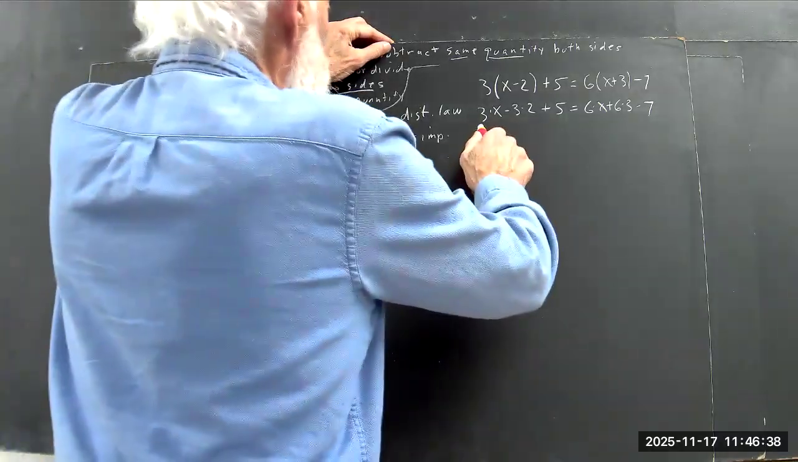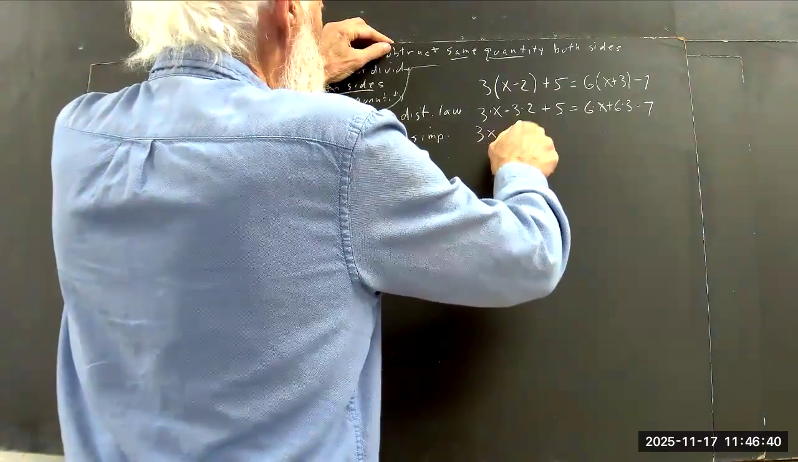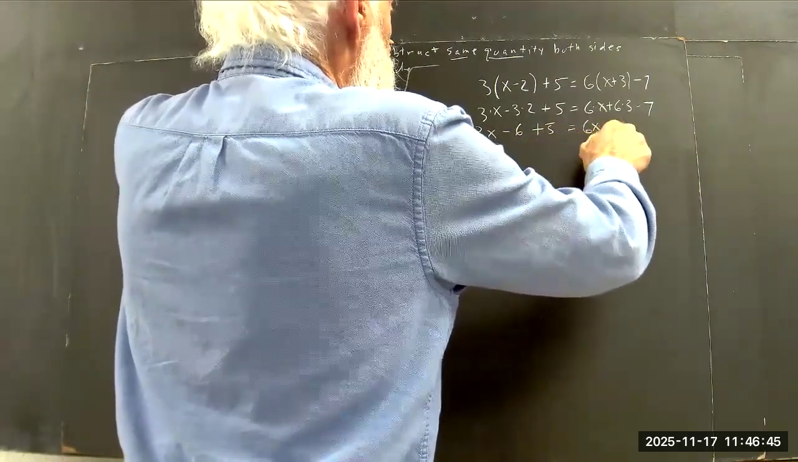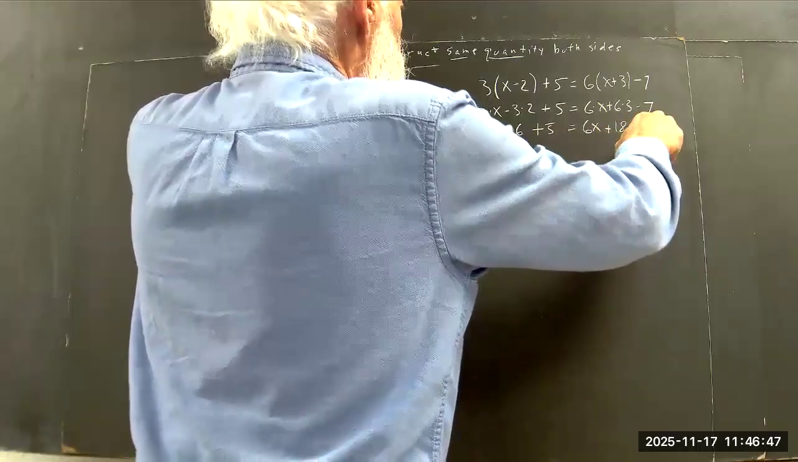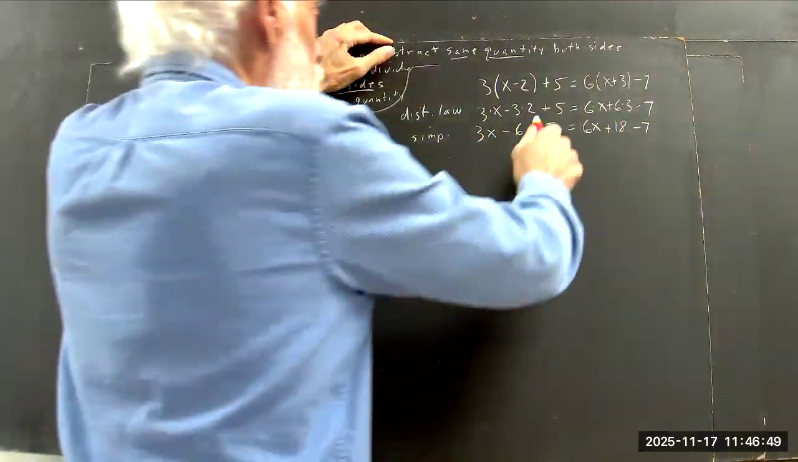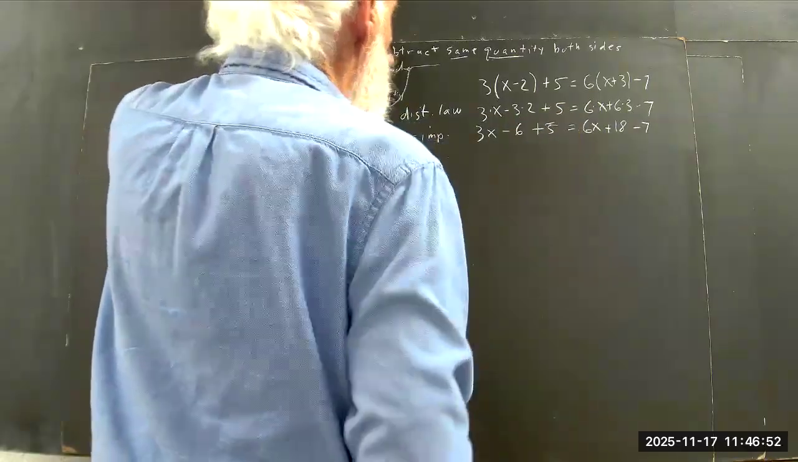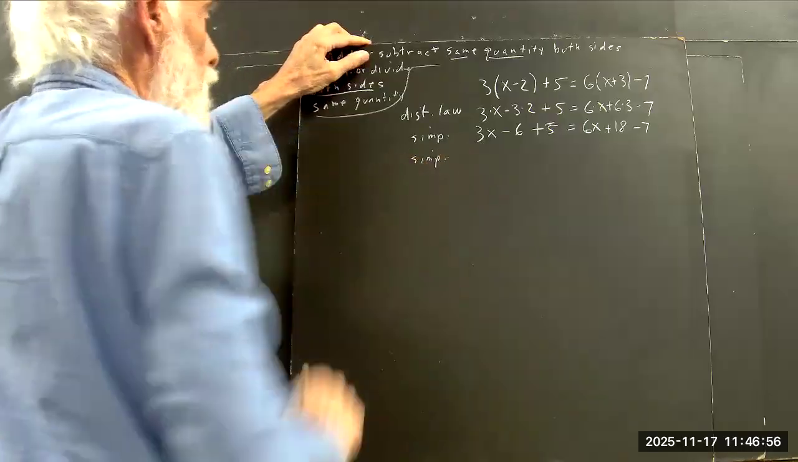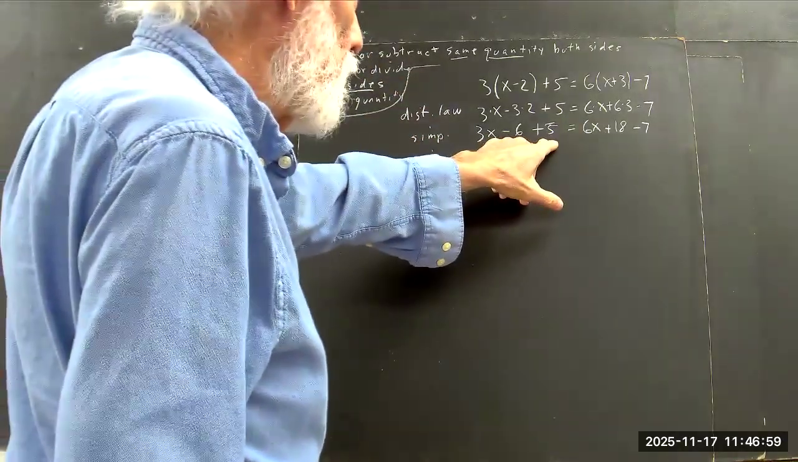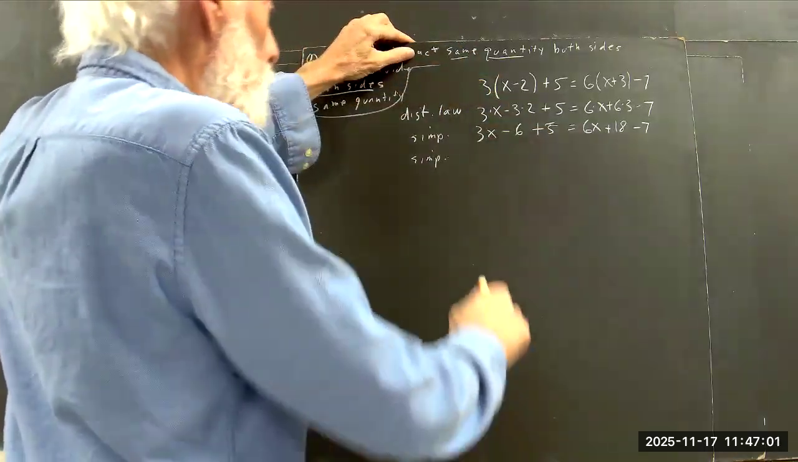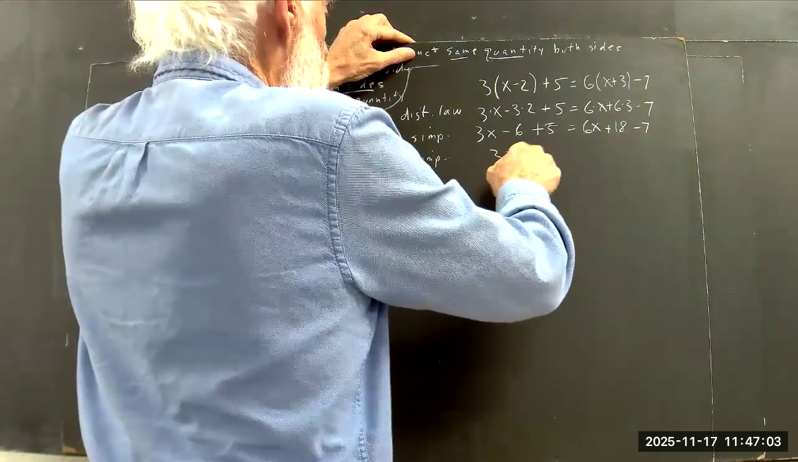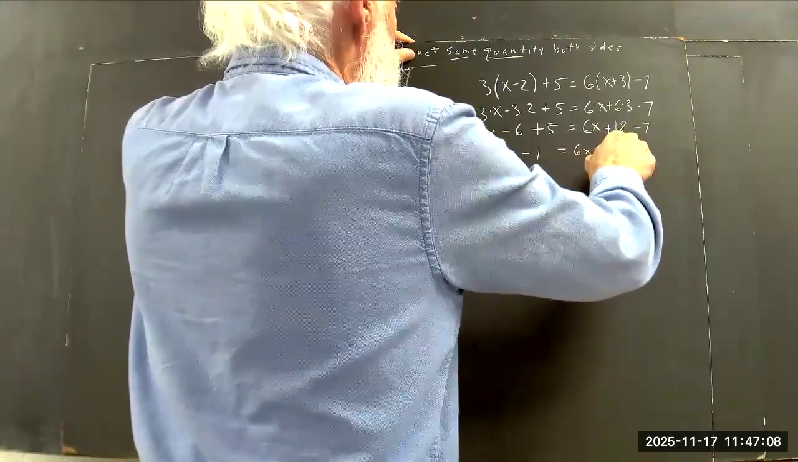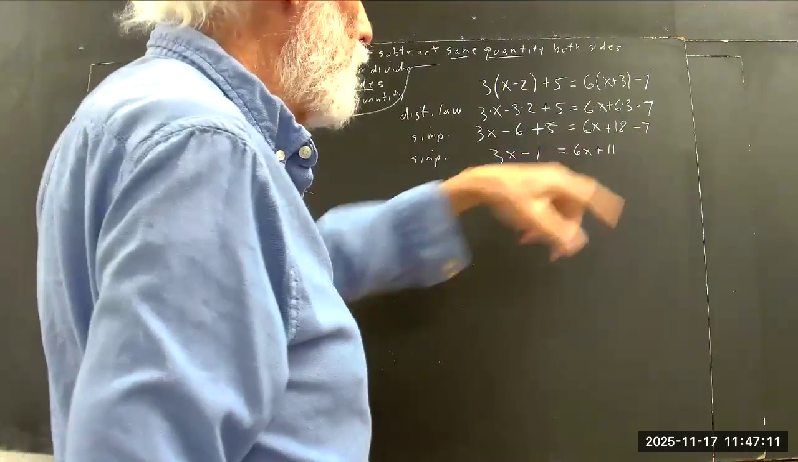And simplify just means, okay, we're going to multiply 3 by x, and we have minus 6 plus 5, then we have 6x plus 18 minus 7. There's still some simplifying we can do. We have negative 6 plus 5 here, which is negative 1. And 18 minus 7 is 11.